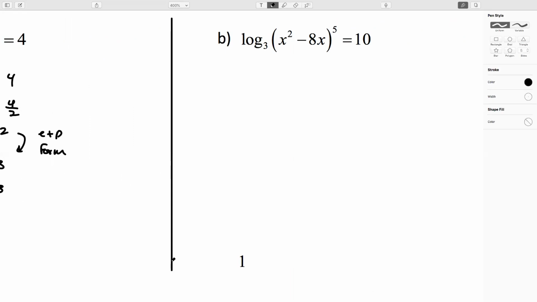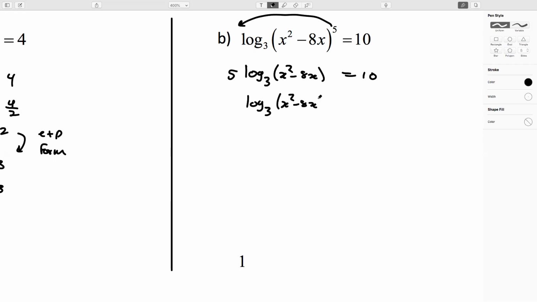Log base 3 of (x squared plus or minus 8x) to the power 5 equals 10. This one looks pretty ugly until we get rid of our exponent. So the first thing I'm going to do is move this 5 out front using the power rule. So I'm going to write this as 5 log base 3 of x squared minus 8x equals 10. You can now divide by 5. So log base 3 of x squared minus 8x equals 2.